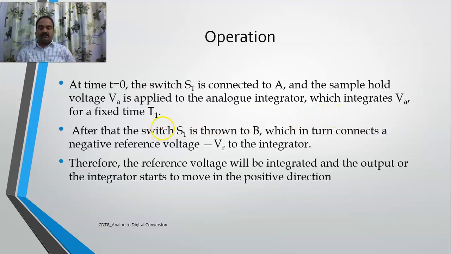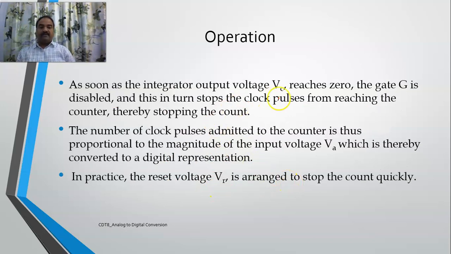Okay, so the operation which I have already explained: at time t equal to 0, switch S1 is connected to A, and the sample and hold voltage is applied to the analog integrator, which integrates VA for a fixed time T1. After that, it is thrown to B where minus VR is connected. This will be integrated and the output starts to move in the positive direction. The moment it reaches 0, the gate will be disabled and clock pulses will not enter the circuit. So the number of clock pulses entered is equivalent to the magnitude of input voltage. Once your conversion is done, the reset voltage is applied to stop the circuit completely.